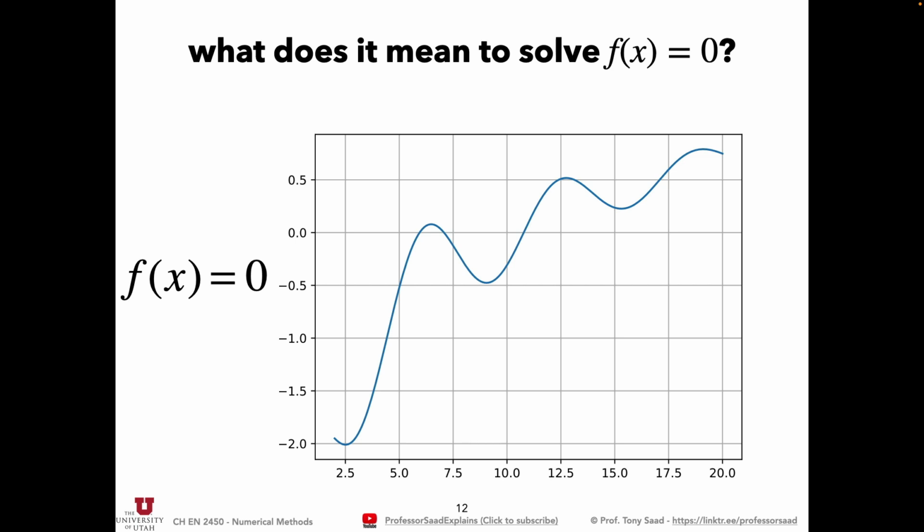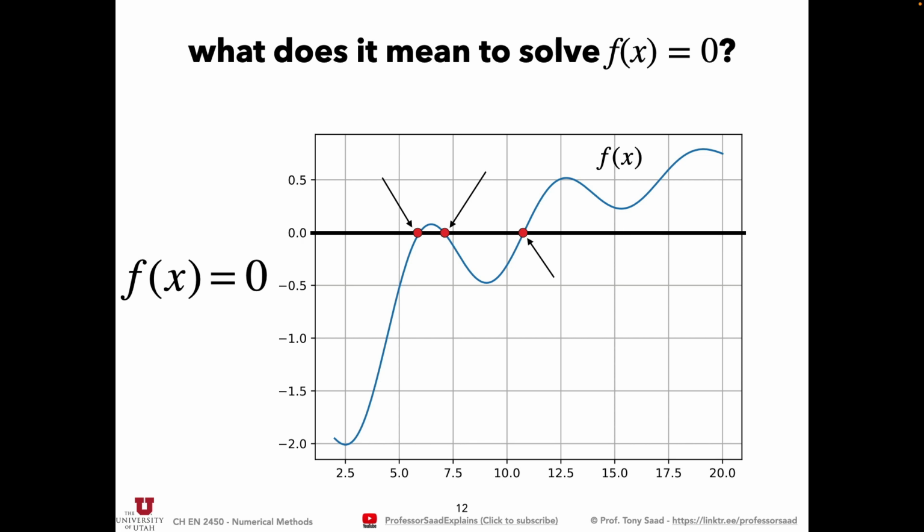When we say find f of x equals 0, we specifically mean finding the intersection of that curve, of that function, with the x-axis, or specifically with the line y equals 0. So if you think about this function, this equation as y equals f of x and y equals 0, this y equals 0 defines this horizontal line, okay, that black line.